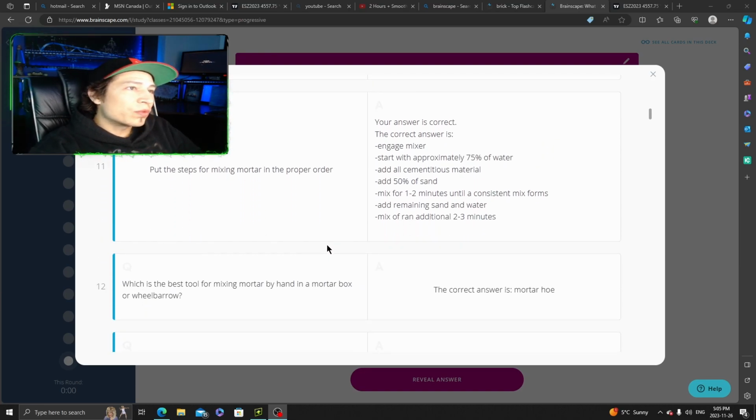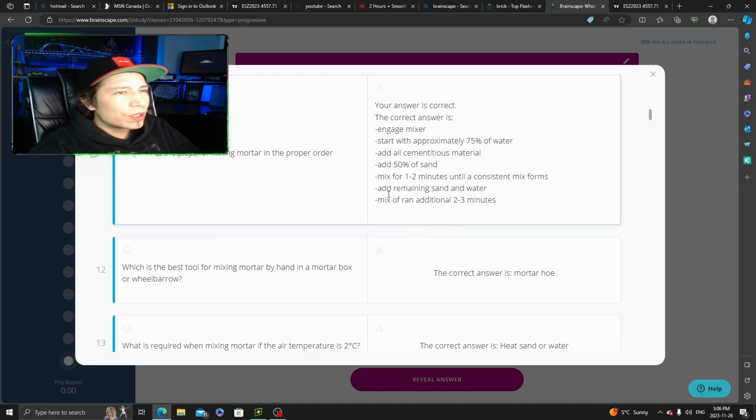Put the steps for mixing mortar in the proper order. So the proper order for mixing mortar is: engage mixer. Start with approximately 75% of water. Add all cementitious materials. Add 50% of sand. Mix for 1 to 2 minutes until a consistent mix forms. Add remaining sand and water. Mix for an additional 2 to 3 minutes. Is that supposed to say sand? I'm not sure.